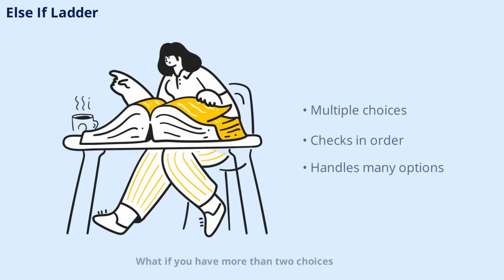But if you have more than two choices, that's where the else if ladder comes in handy. It lets you check several conditions in order. For example, Logic the owl is choosing a snack. If there are berries, he eats berries. Else if there are nuts, he eats nuts. Else he drinks water. In Java, you write: if has berries, eat berries. Else if has nuts, eat nuts. Else drink water. This helps your program handle many options smoothly.